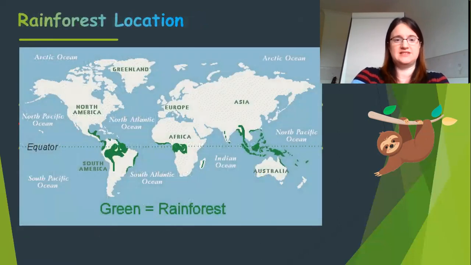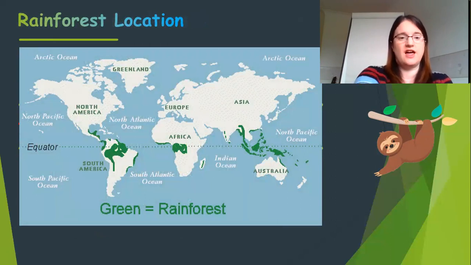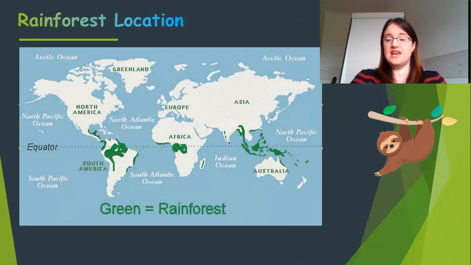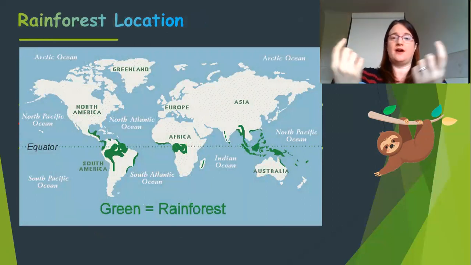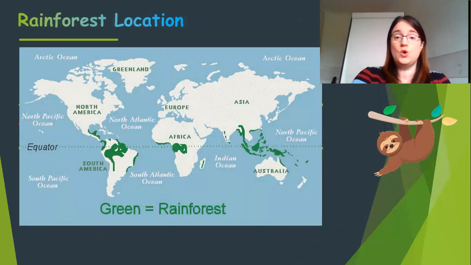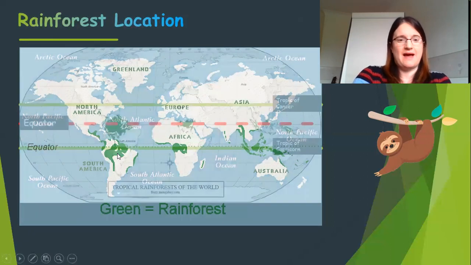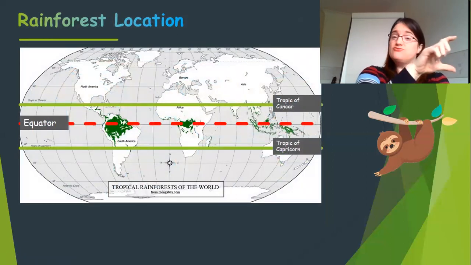So where are these rainforests? The green patches on our map show where the rainforests are. And if you look at that dotted line that goes all the way across the screen, that's the equator. And the equator is a line that runs all the way around the Earth that separates the northern and southern hemisphere. So everything above the line here is in the northern hemisphere, and everything below that line is in the southern hemisphere. And you can see that the tropical rainforests are all really close to that line of the equator.